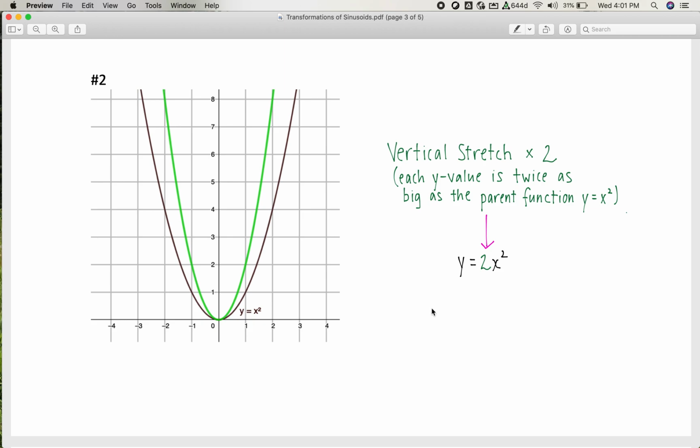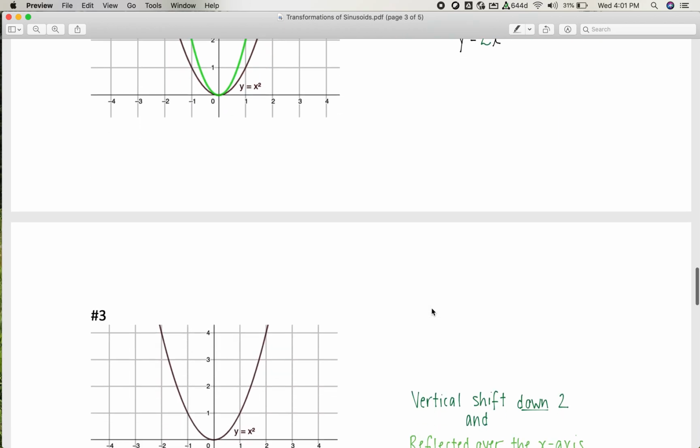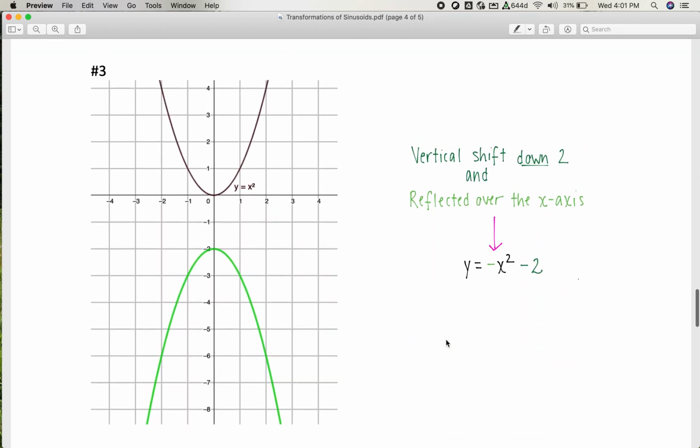And we call that a vertical stretch. Okay, let's look at one more that's kind of a combination here before we get back to sine and cosine. So here's one where a couple of things are going on. I've got this original parabola here, y equals x squared.